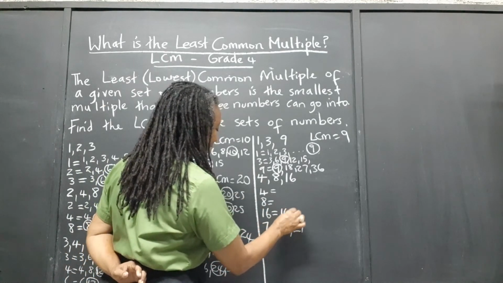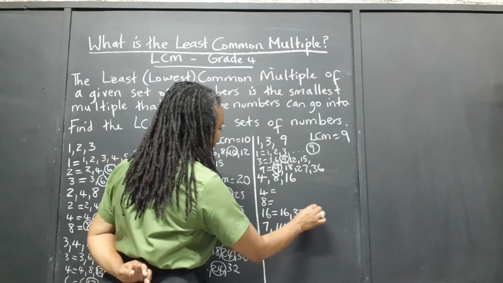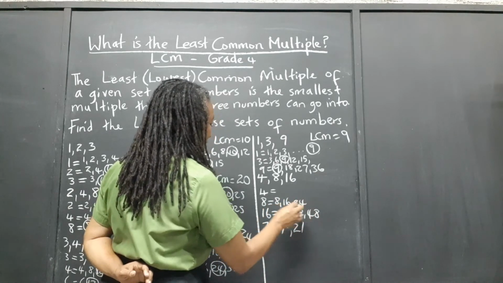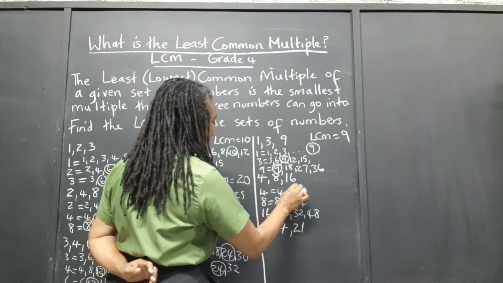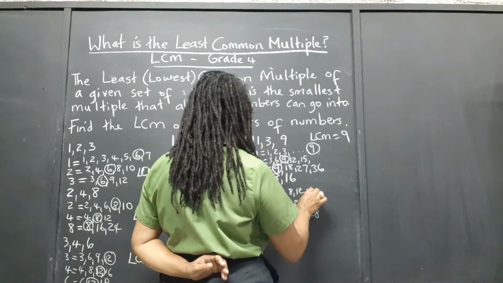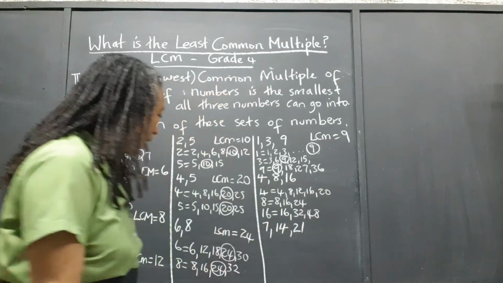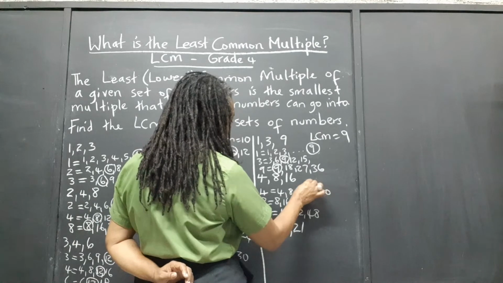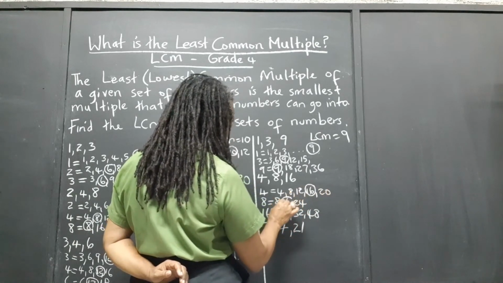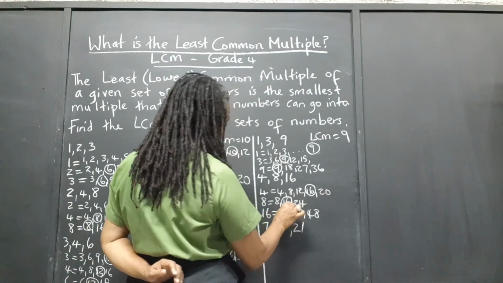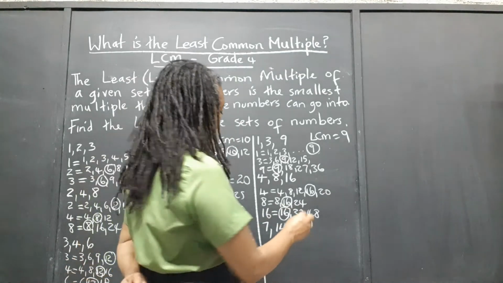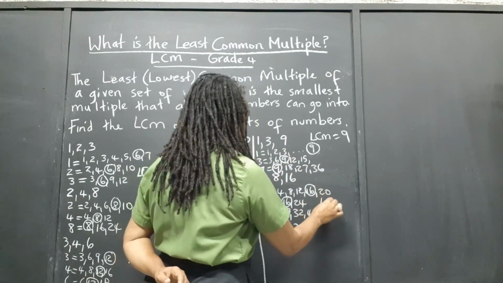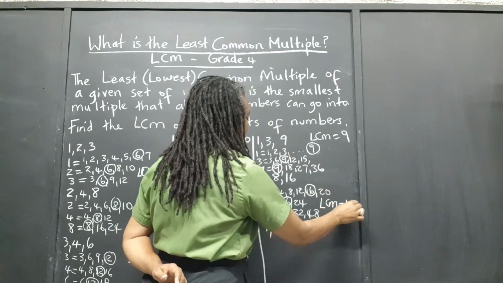So we have 16, 32, 48, 8, 16, 24, 4, 8, 12, 16, 20. Do we see any as yet that's common to all three? The 16. 16 is the LCM. The LCM of 4, 8, and 16 is actually 16.